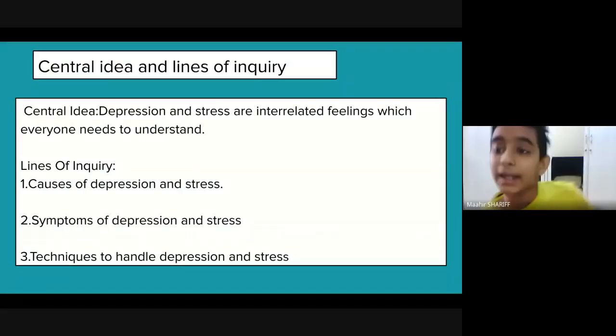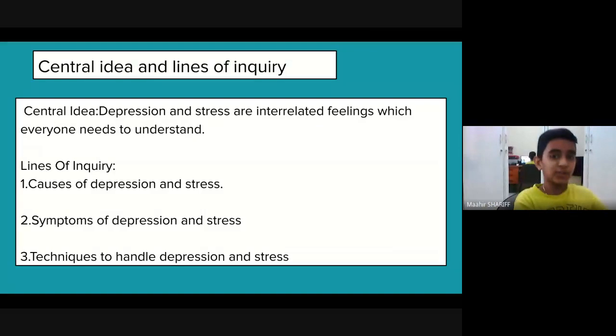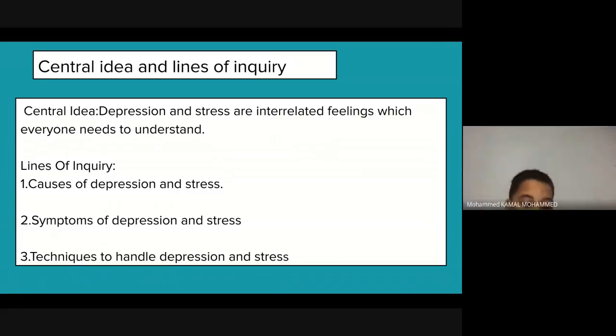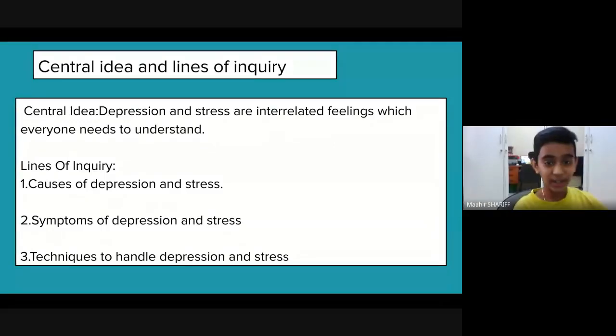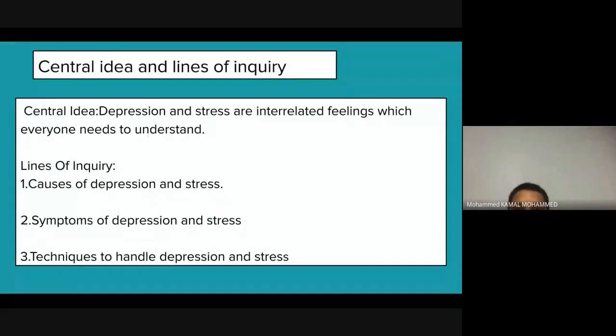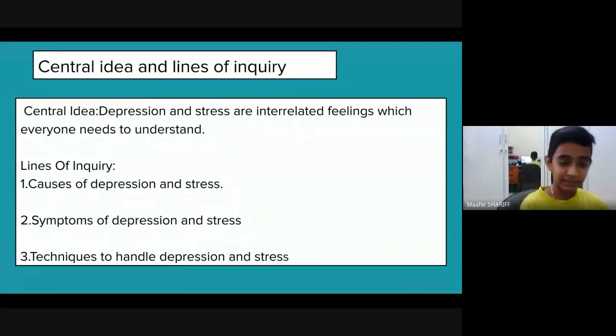So, in the exhibition, we had to create our own unit, and our unit topic was depression and stress. Like every unit, it needs a central idea and lines of inquiry. Our central idea is depression and stress are interrelated feelings which everyone needs to understand. Our lines of inquiry are causes of depression and stress, symptoms of depression and stress, and techniques to handle depression and stress.